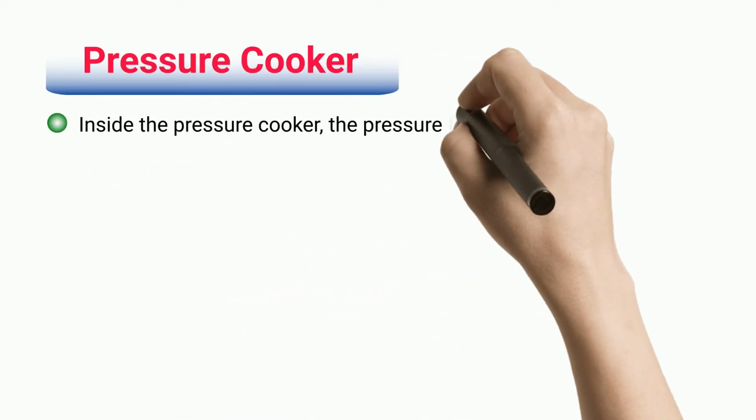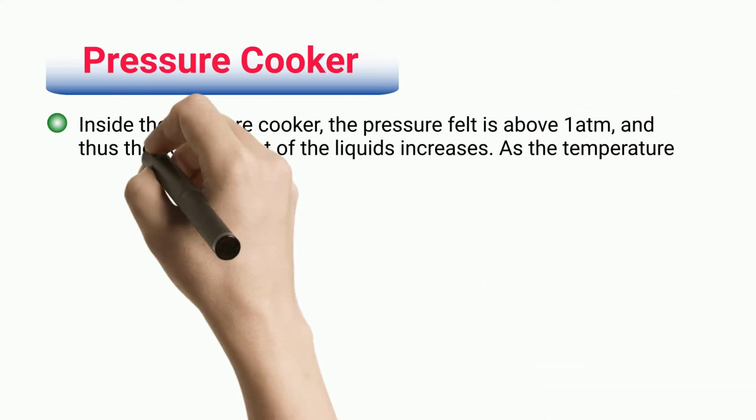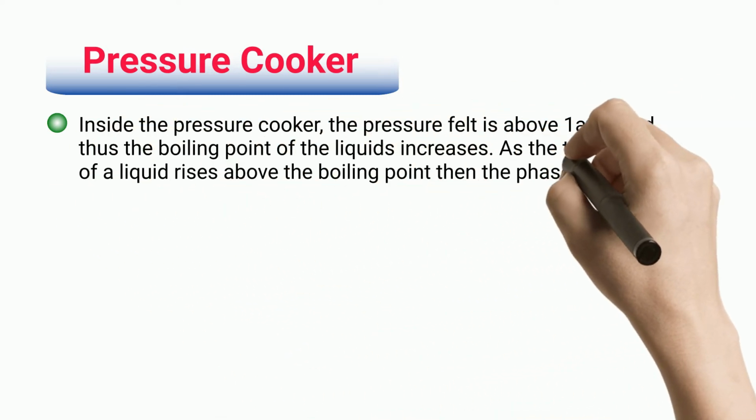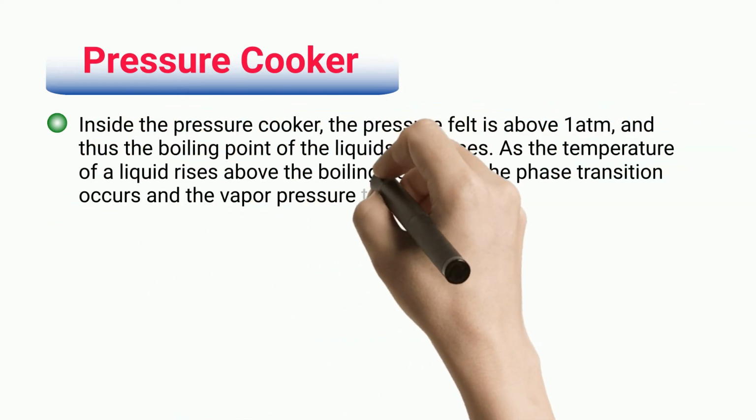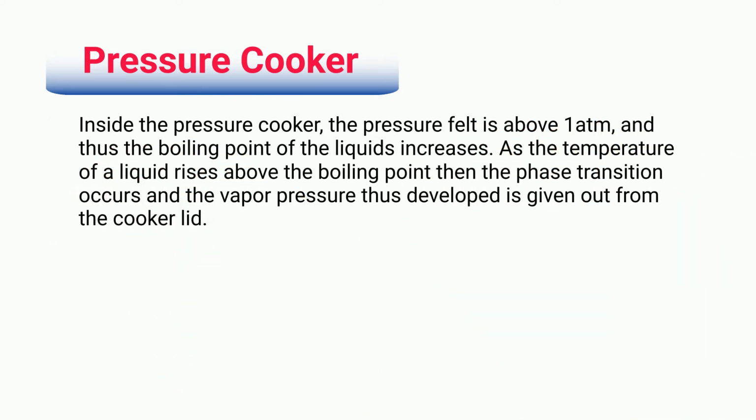Pressure cooker. Inside the pressure cooker, the pressure felt is above 1 atm, and thus the boiling point of the liquids increases. As the temperature of a liquid rises above the boiling point, then the phase transition occurs and the vapor pressure thus developed is given out from the cooker lid.